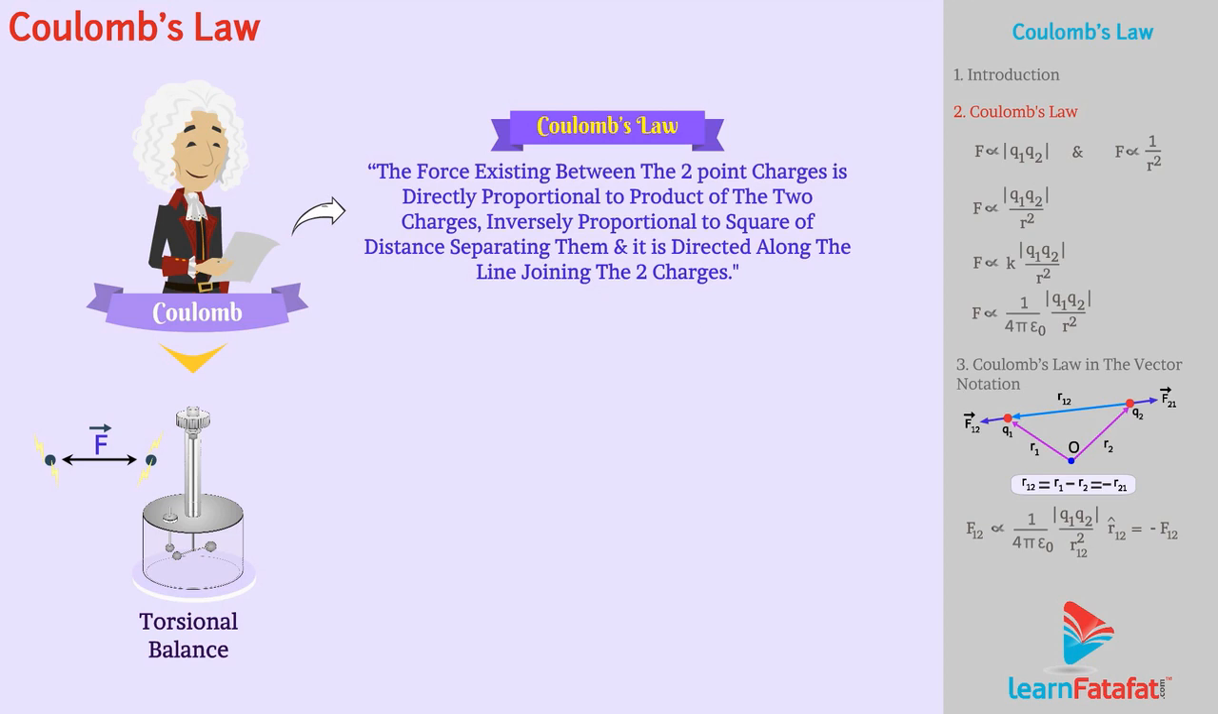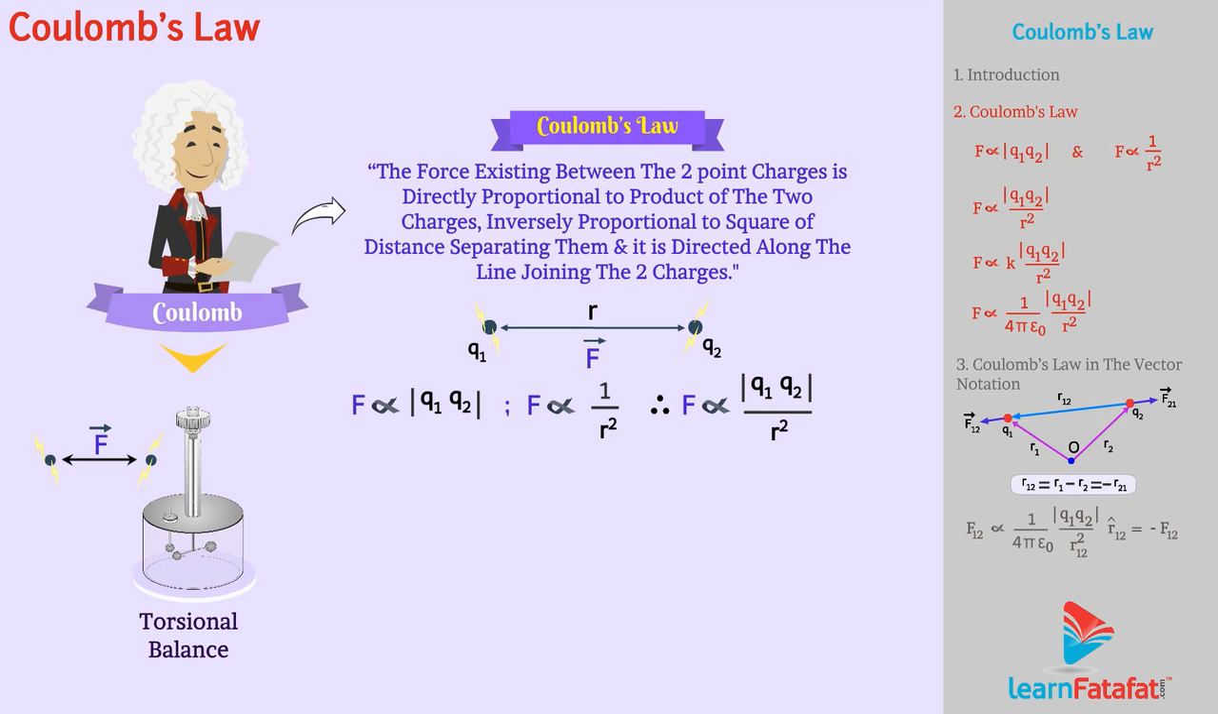Thus, if there are two point charges Q1 and Q2 separated by distance r, then the magnitude of force F is given as: F is directly proportional to mod of Q1 into Q2, and F is directly proportional to 1 by r square. Therefore, F is proportional to mod of Q1 into Q2 upon r square. Therefore, F equals K into mod of Q1 into Q2 upon r square.